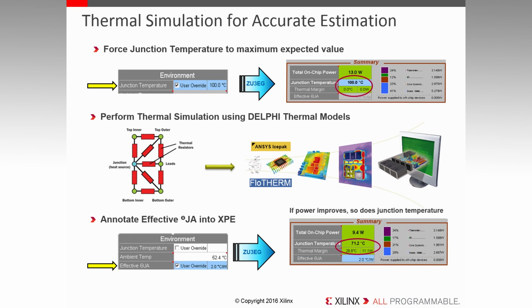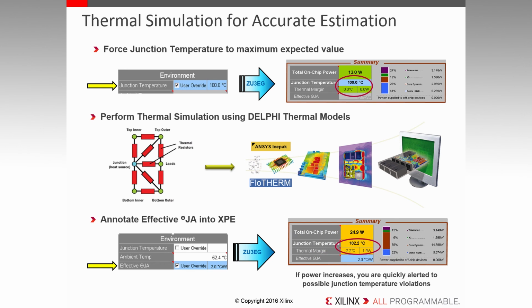If you observe a reduction in power, which also improves junction temperature, now you have confidence in your thermal solution and are also comfortable with the additional thermal and power headroom available with the device. On the other hand, if you observe higher power, and eventually higher junction temperature, you are quickly alerted to possible operating condition violations, such that you can go back to your thermal solution and improve it or work on power reduction on your design to bring it to a safer operating range.